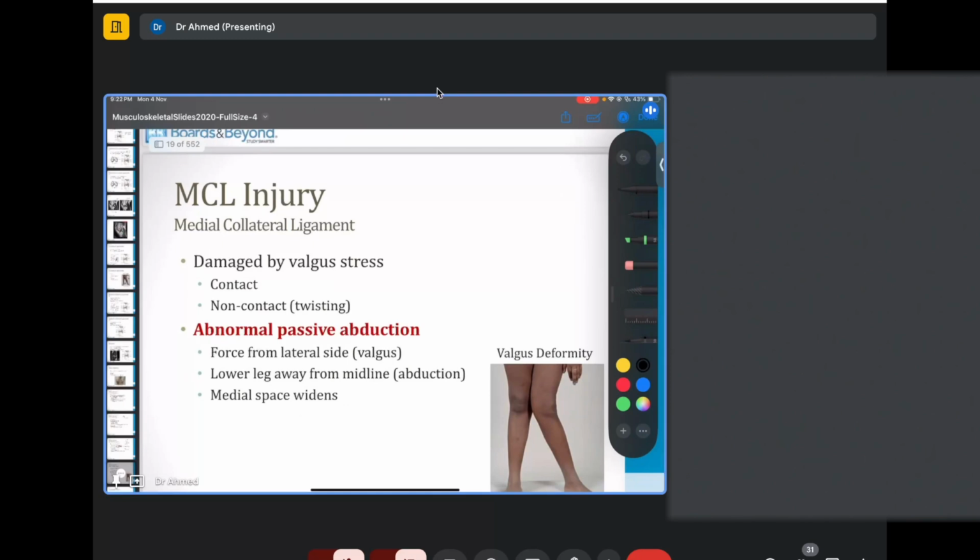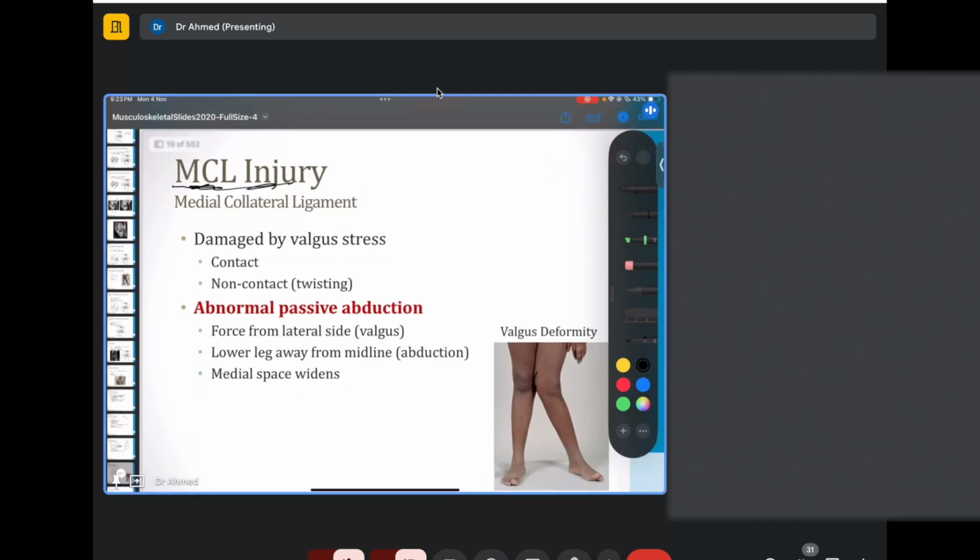Okay. Now, medial collateral ligament injury, as already discussed: whenever you have injury to this ligament, you are going to see valgus deformity, an inverted V, right? This damage occurs in contact sports as well as non-contact damage by valgus stresses, right? So, abnormal passive abduction can happen, for example, in those who are playing basketball or MMA fighters. Okay, so what happens?